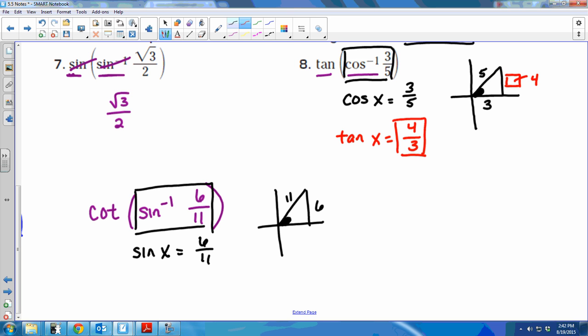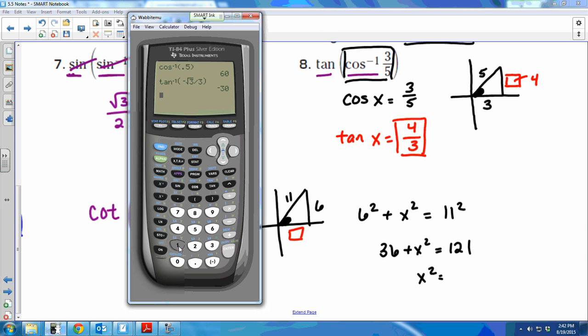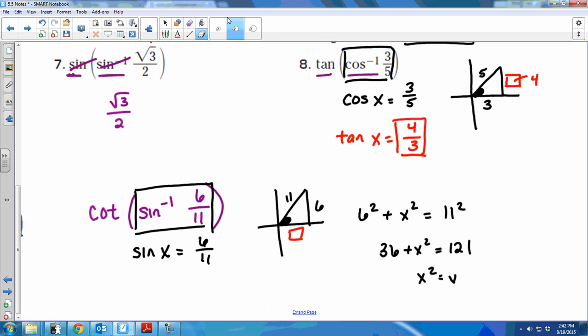But now I'm missing the adjacent side, which I need to have to find cotangent. So we're going to have to use the Pythagorean theorem. So I have 6 squared plus x squared equals 11 squared. So that's 36 plus x squared equals 121. So let's go ahead and subtract to get 85. I don't know if that will simplify, and even if it does, it doesn't really matter right now. Remember, we don't have to worry about simplifying radicals, but we do need to make sure things are rationalized. So we get 85, and then we would take the square root. I'm ahead of myself over here.